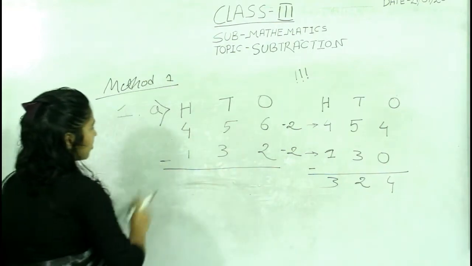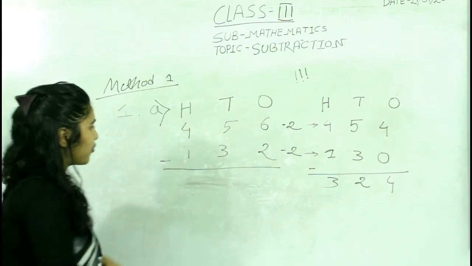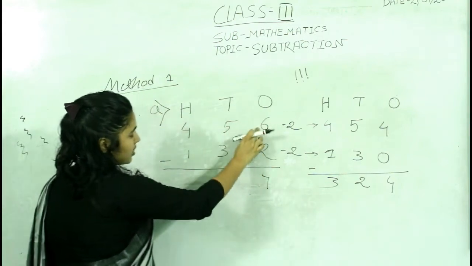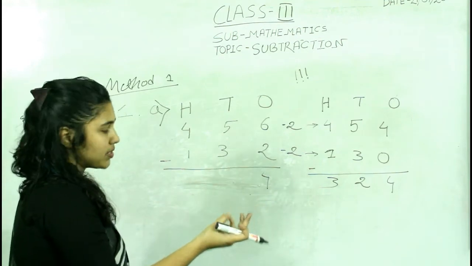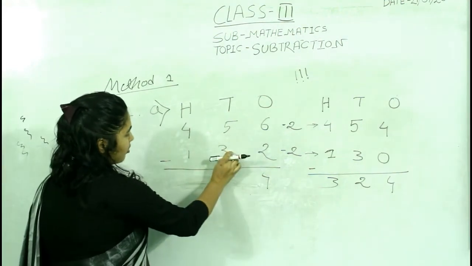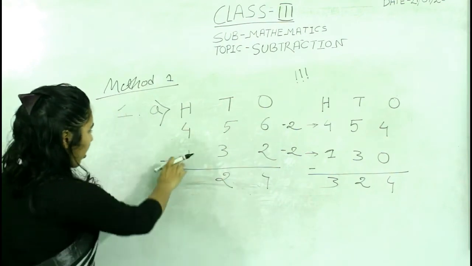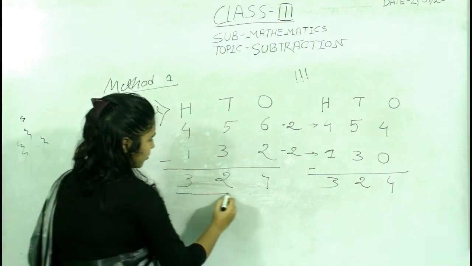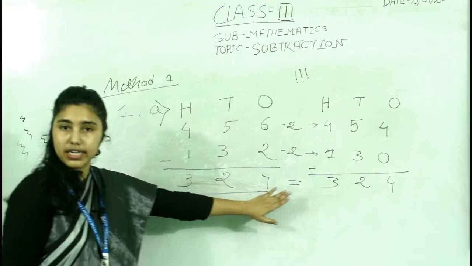Now check one thing. Now subtract 132 from 456. Subtract here 2 from 6, which is 4. Now subtract 3 from 5, which is 2, and subtract 1 from 4, that means 3. Here also 324. These two results are equal.